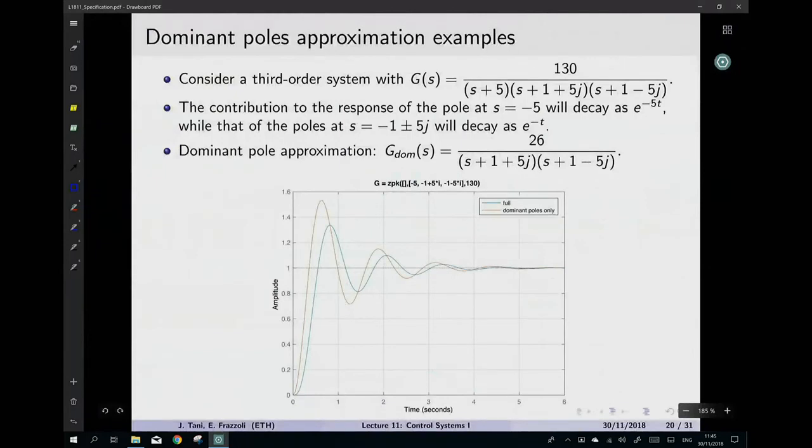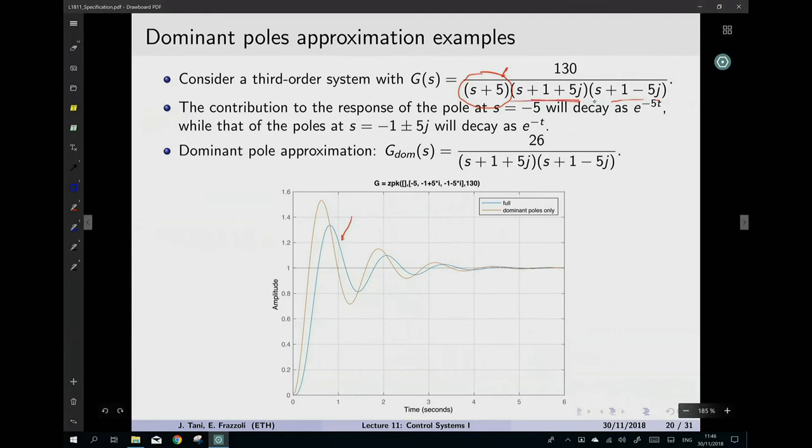Here are a few examples. In this case, you have a third-order system, and as you see, there is a pole at -5, and these other two poles are at -1. That's the real part, at least. So the dominant pole approximation of the response of the system, can you see it, would be the blue line. And if we just neglect the poles that converge more quickly, that is the pole with the real part that is bigger in magnitude.